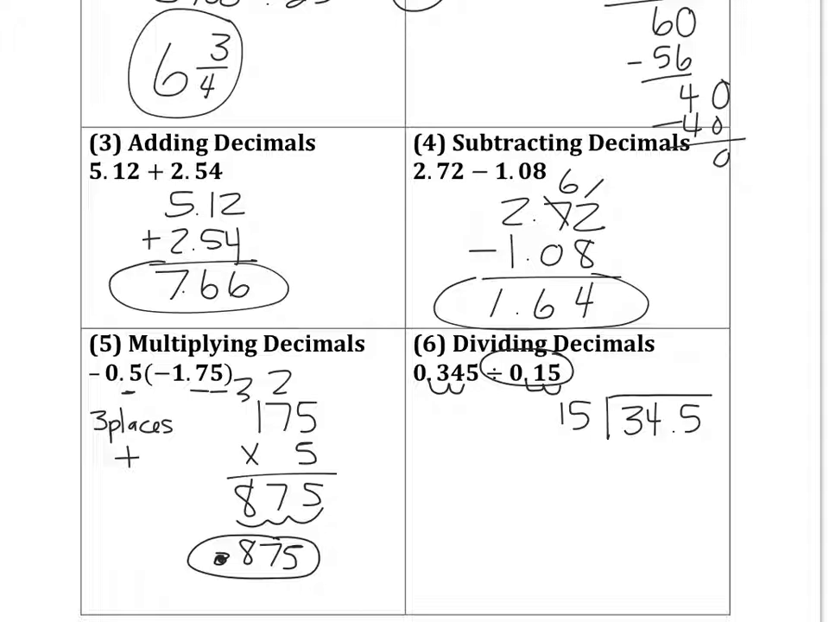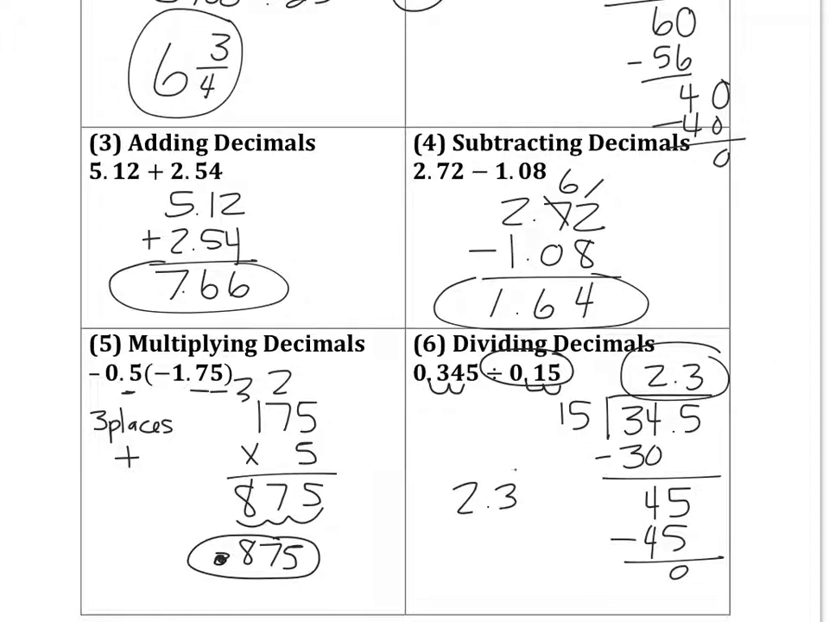15 goes into 34 twice because that's 30. Subtract, bring down the 4, bring down the 5. 15 goes into 45, and that would be 3 times. And I love when they come out nice and even like that. And then it's 2.3. The decimal would continue to be in the same place.